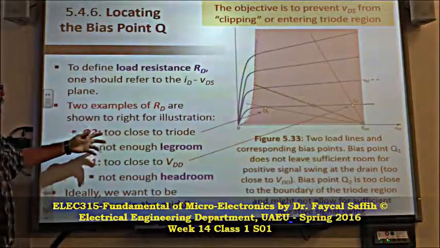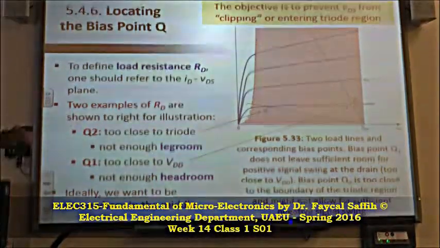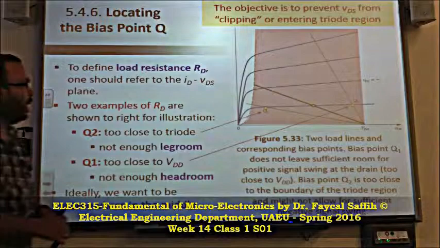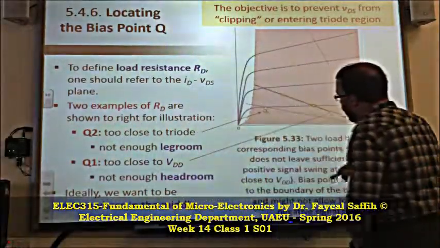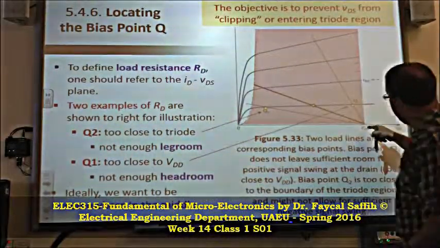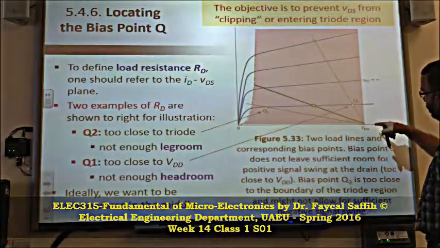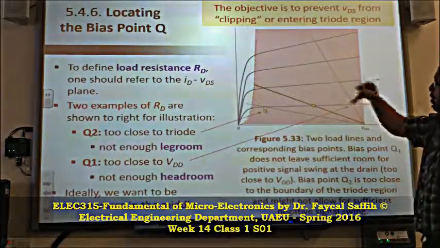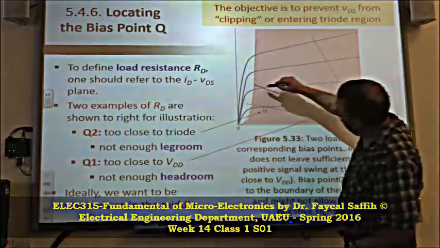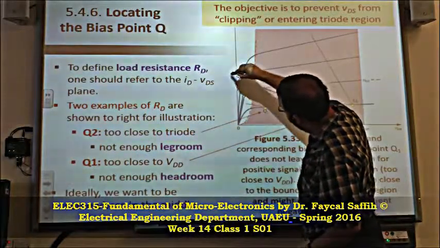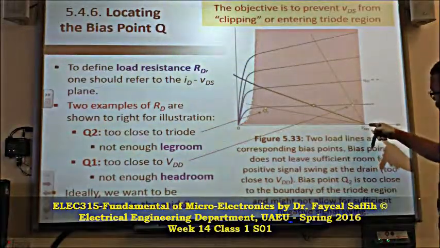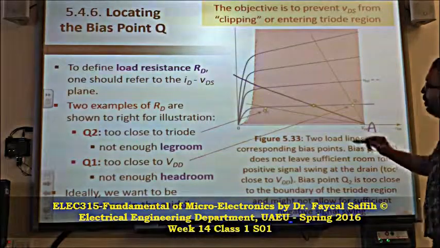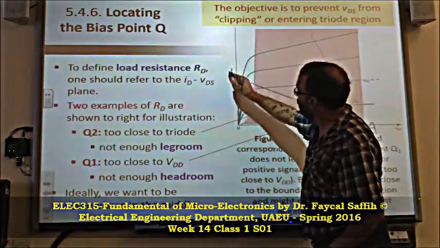Just to add something here, you can read that again at home. If we are here, where is A in the graph? Is A here or there? If we continue the load line here, I think this is VDD, so this is where A is, yes or no? And here is where B is, yes or no?